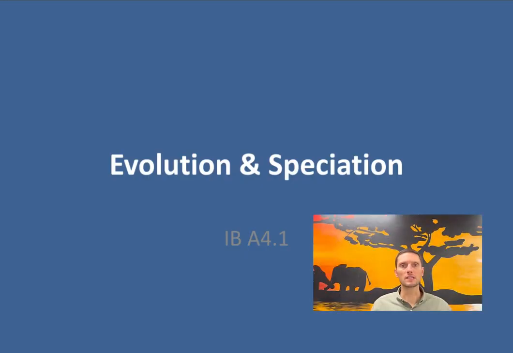We now want to turn our attention to how species change over time through the process of evolution. And then also, how does this result in the formation of new species through the process of speciation? And so in this video, we'll talk about IB section 4.1, looking at how species change over time through evolution and the process of speciation.